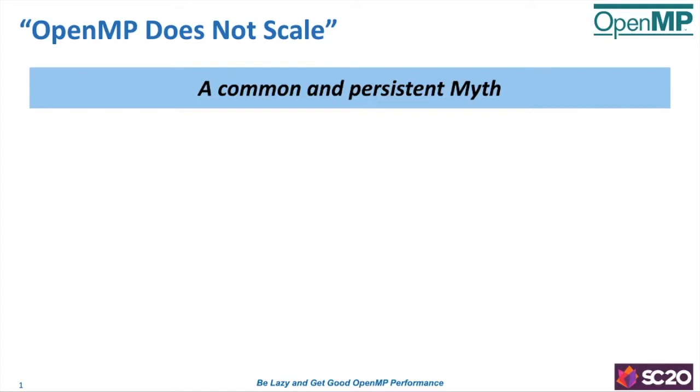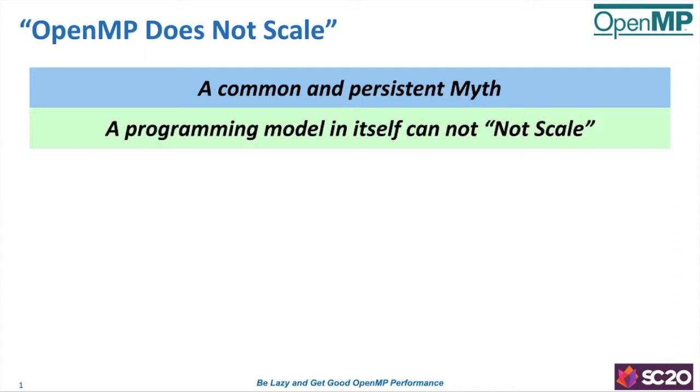There's a common and persistent myth that OpenMP does not scale. I still hear and see that way too often, and it's just too simple to be true. OpenMP is a programming model. A programming model in itself cannot not scale. Think about it. It's like when you want to cook a dish and you have your recipe and your ingredients. If you mess up on the ingredients, then your recipe will fail. The dish you prepare will probably taste horribly. And it's the same with OpenMP. OpenMP has the ingredients for you to create a parallel program. You have to use the right ingredients and you have to use them in the right way in order to have a successful parallel program.